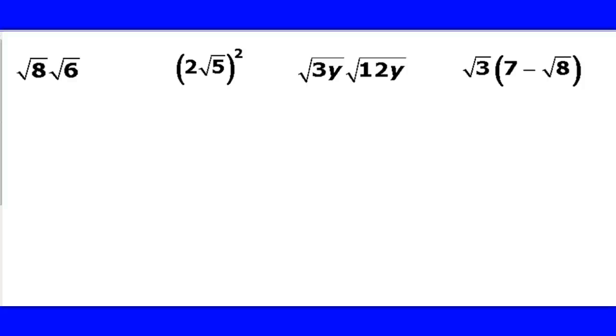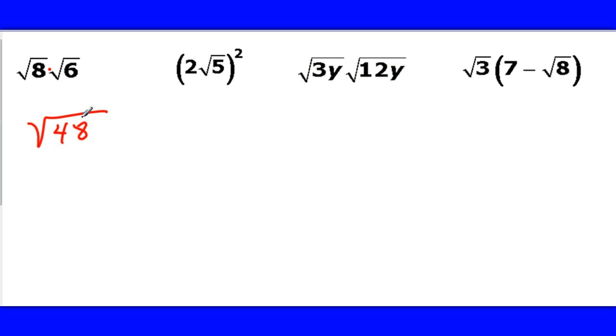It's really simple. What's on the inside multiplies times other things on the inside. What's on the outside multiplies by other things on the outside. And then simplify to make sure that your radical is in as simplest form as possible. So here's some examples. Radical 8 times radical 6. Those are both underneath the radical sign. That gives me radical 48.